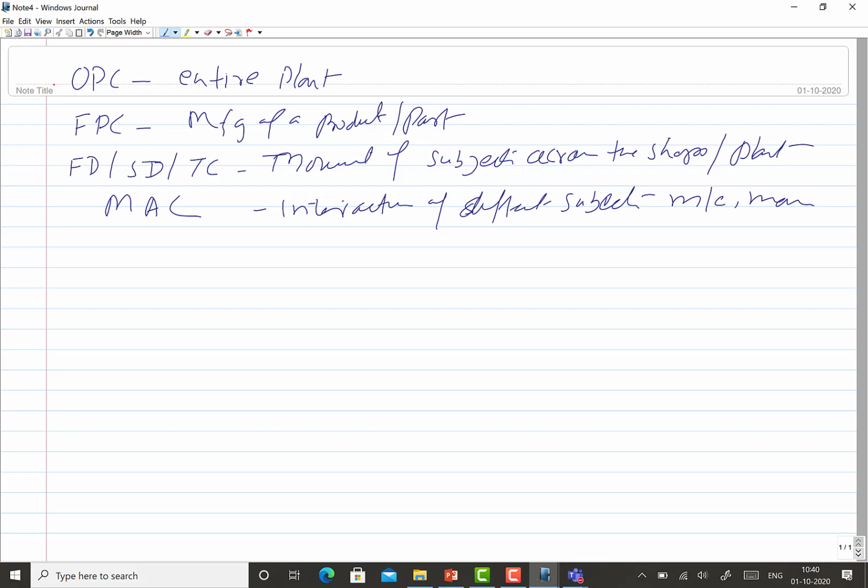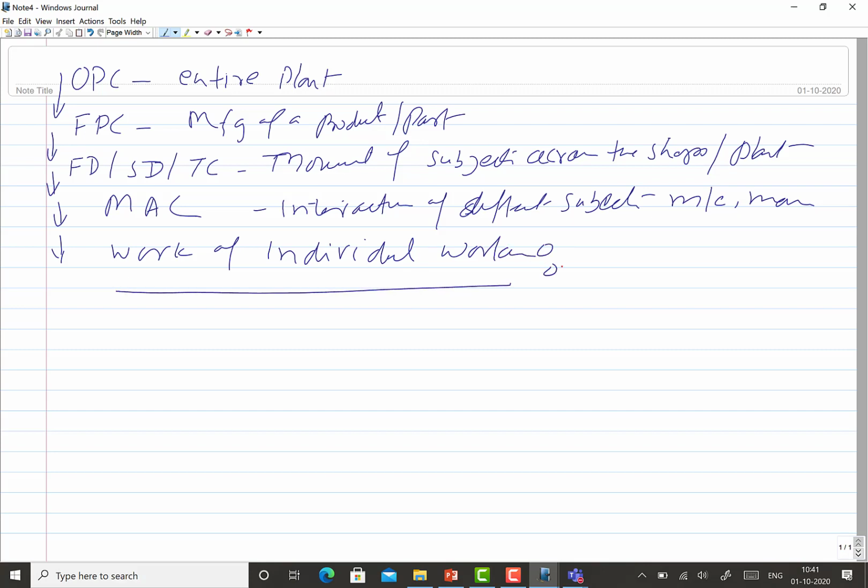So gradually, if you see, we have been reducing our scope from the entire plant to a particular shop floor, then movement of worker, then a gang of workers working on a particular activity, or one worker interacting with different machines. Now we have to gradually focus on the work of the individual worker, how the individual worker is working.